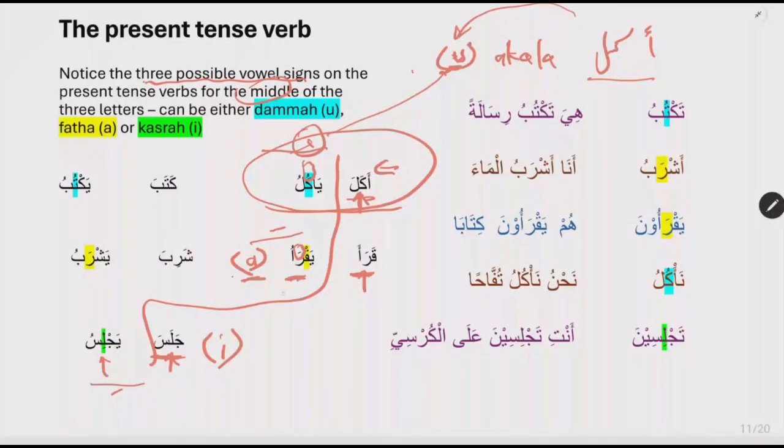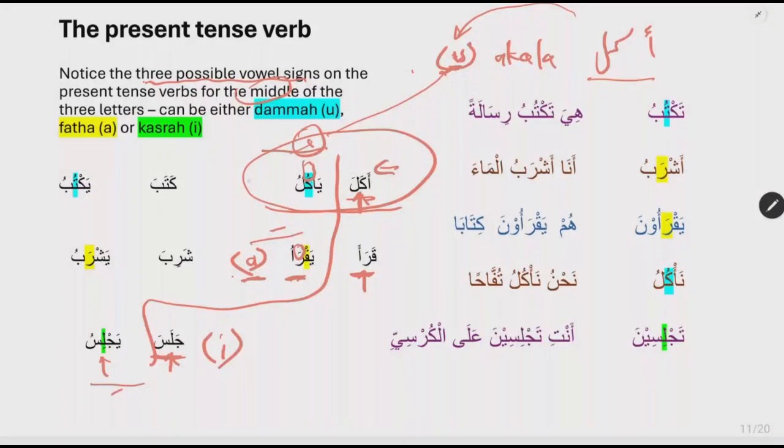So this is just the rule for the middle vowel of the three-letter verb in the present tense, which can be a u, a, or i. It's got nothing to do with case here, because we said case applies to nouns only. In verbs, the damma, fatha, and the kasra on the middle letter doesn't mean anything. It's just the rule for that particular verb.